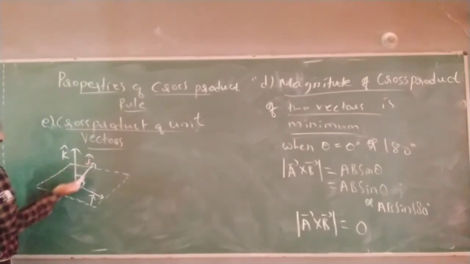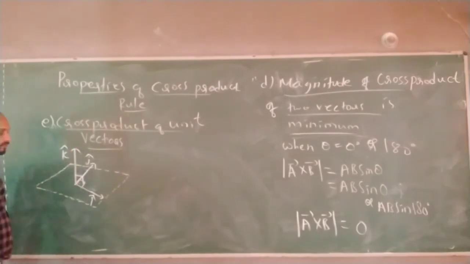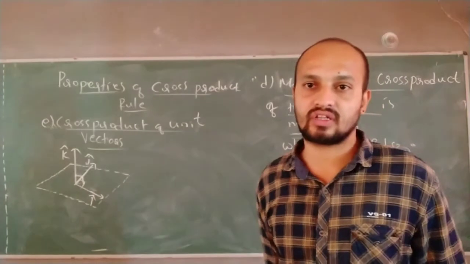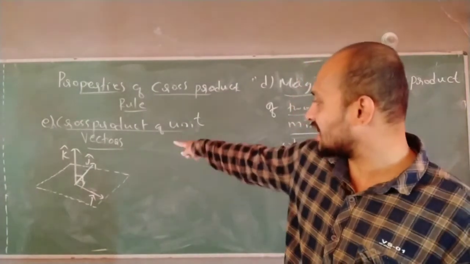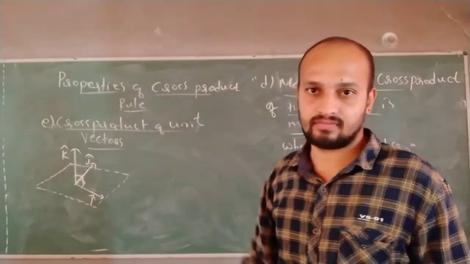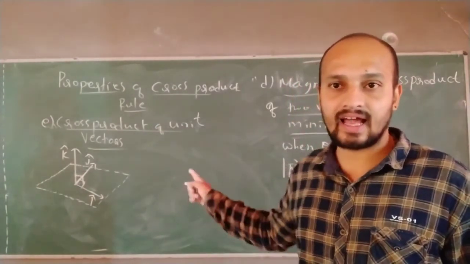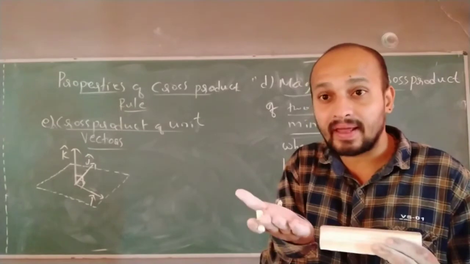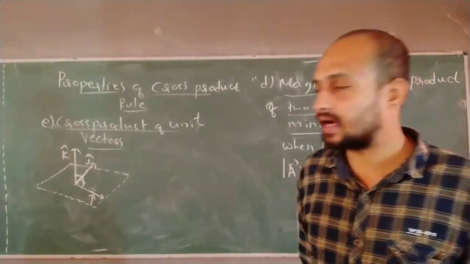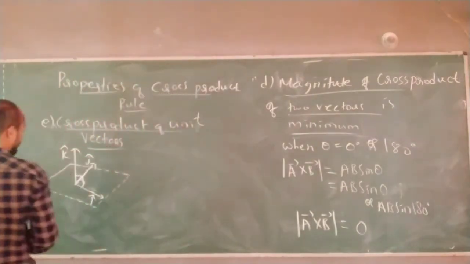This is j cap, this is i cap, this is k cap. Now, these three axes are mutually perpendicular to each other. i and j are perpendicular to each other. k is perpendicular to j and i. i and j are in the same plane, but they are perpendicular to each other. This is what we call 3D.